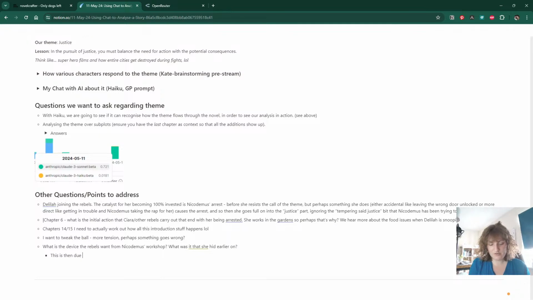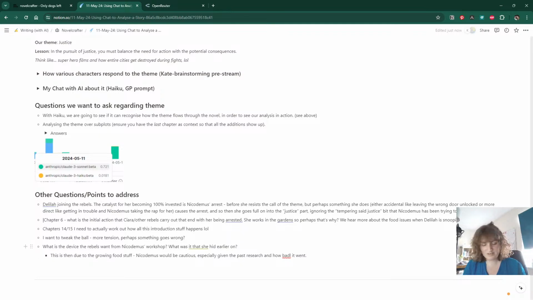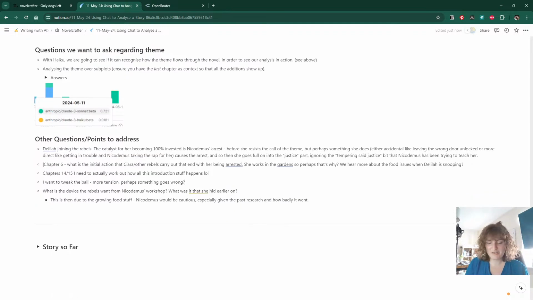This is then due to the... And you can see how doing some stuff earlier has meant that I've already got answers to questions that I've prepared for later on. This is then due to the growing food stuff. Nicodemus would be cautious, especially given the past research and how badly it went. I'll look at the ball scene later. I don't have the energy now, and we're almost finished.